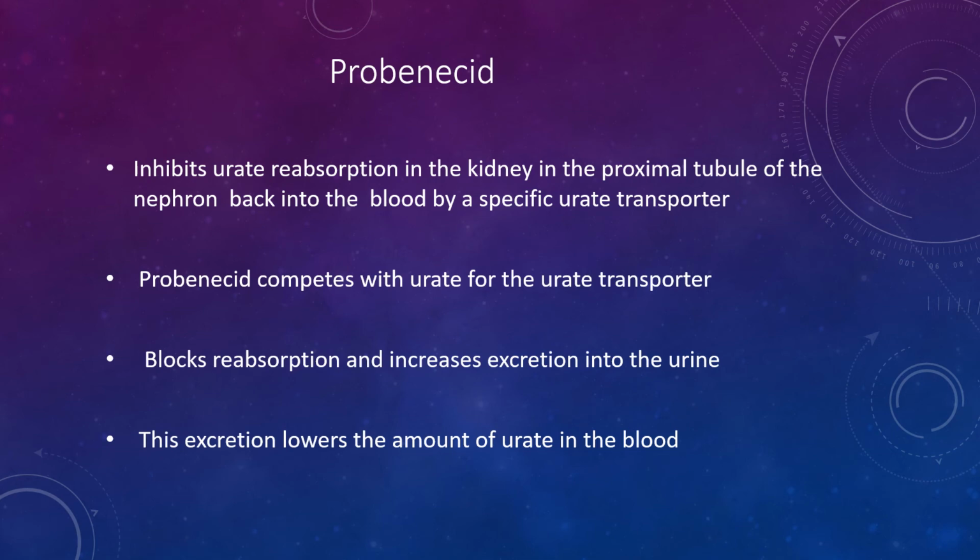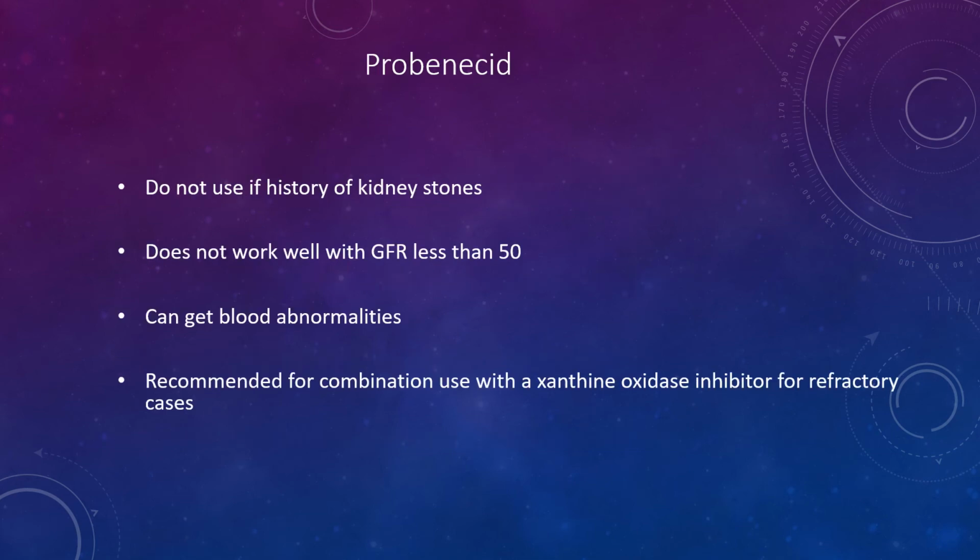Thus, it lowers the amount of urate in the blood. We don't use it with a history of kidney stones. If someone has a glomerular filtration rate less than 50, we try to avoid it. You can get blood abnormalities, but it has been used with xanthine oxidase inhibitors for refractory cases.